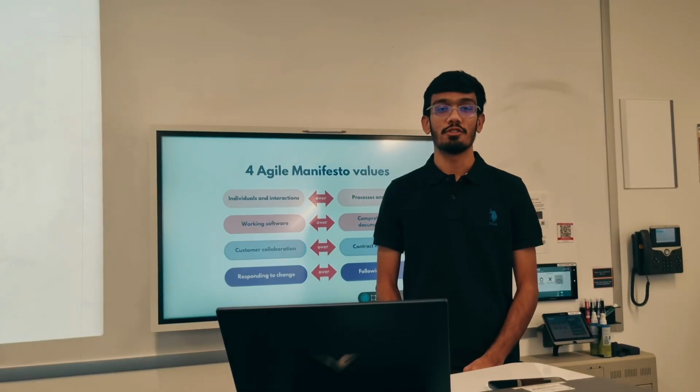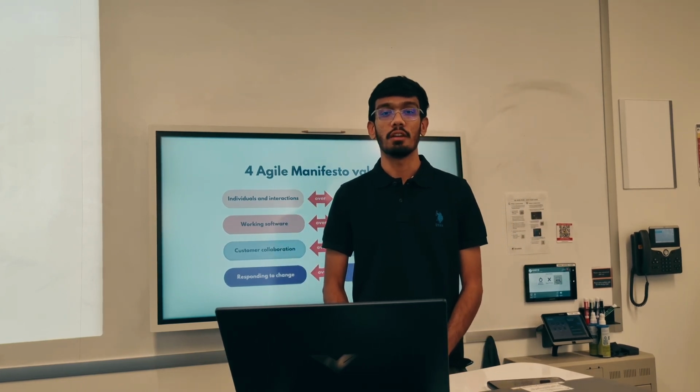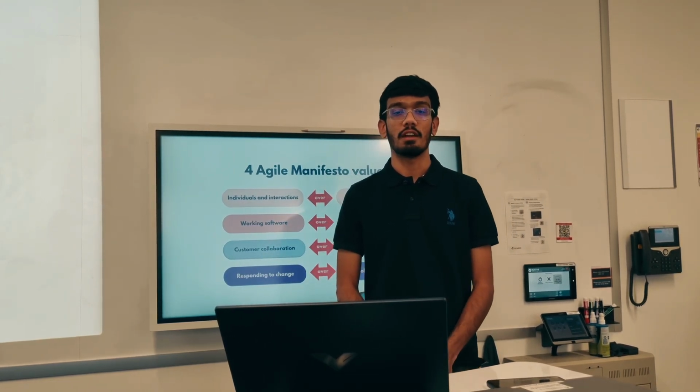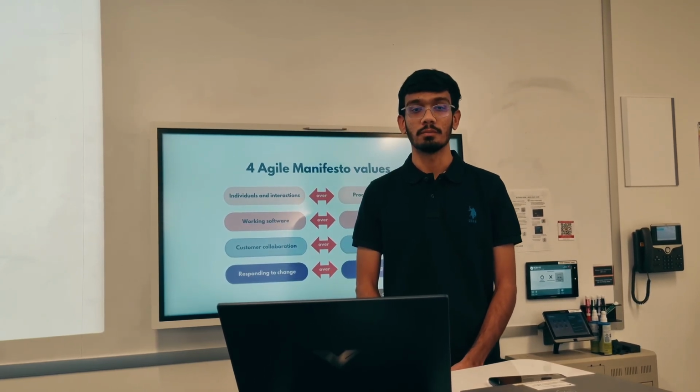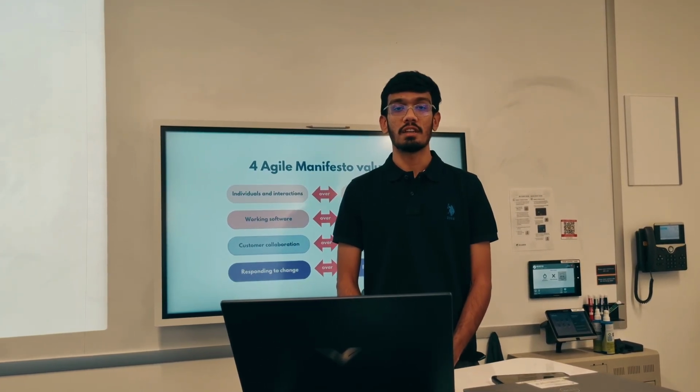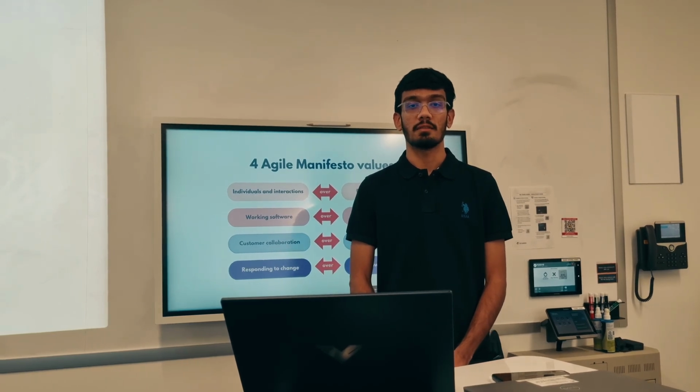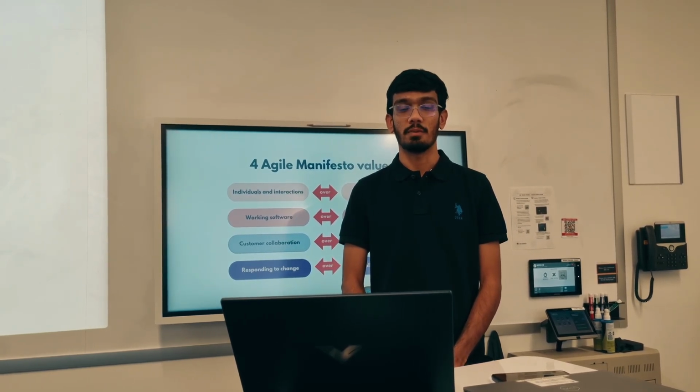The Agile Manifesto was created in 2001. It is the set of rules, values and principles that are used in the Agile framework. It has 4 core values and 12 principles. Let's break each of them down in this presentation.